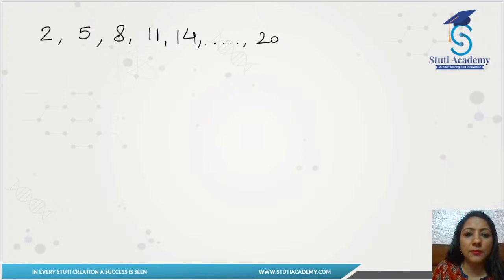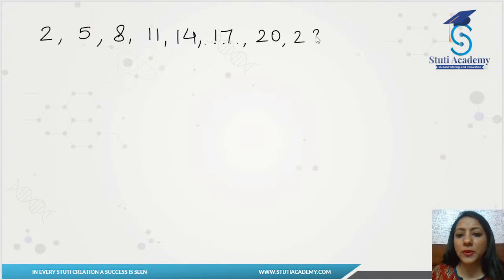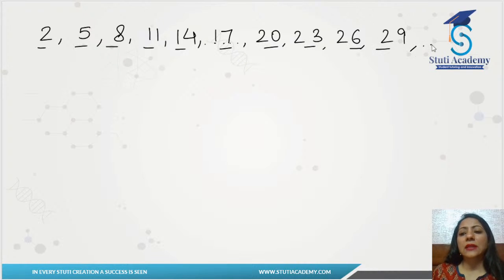Let's see how many numbers we have here. 1, 2, 3, 4, 5. 5 numbers we've already written. The next one would be 17. The next one would be 20. Then we have 23. Then we have 26. And then we have 29. So we have 1, 2, 3, 4, 5, 6, 7, 8, 9, 10. And the AP goes on up till 20 terms.